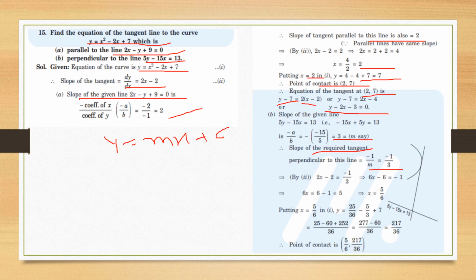You can go this way also: the slope of the tangent, 2x minus 2, into the slope of this line, 3, the product of both is equal to minus 1. In the next step you can take this 3 to the denominator. So x is 5 by 6, and y you can calculate by putting the value of x in the equation. Here I'll get it as 217 by 36. So my point of contact is (5/6, 217/36).